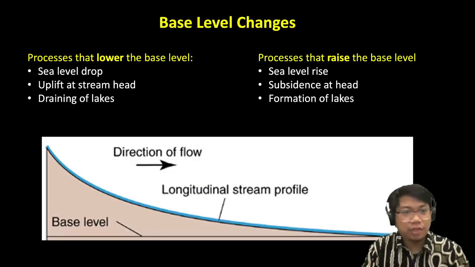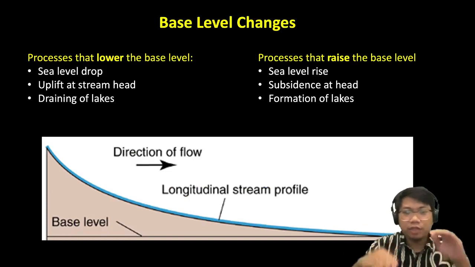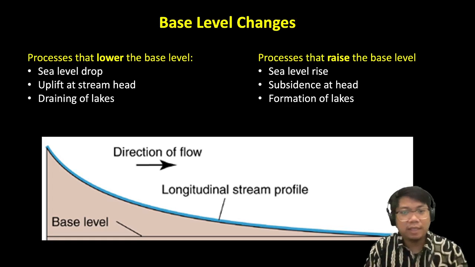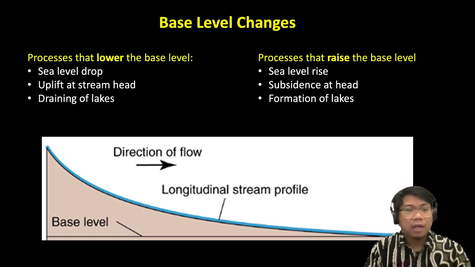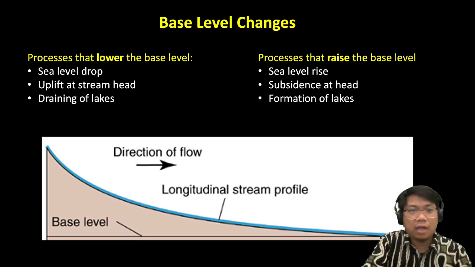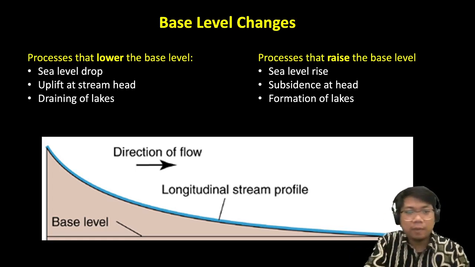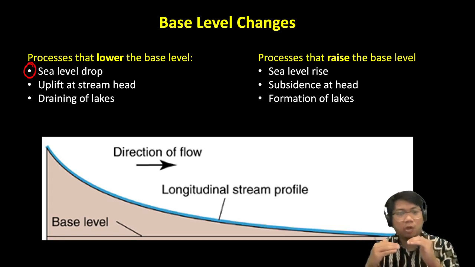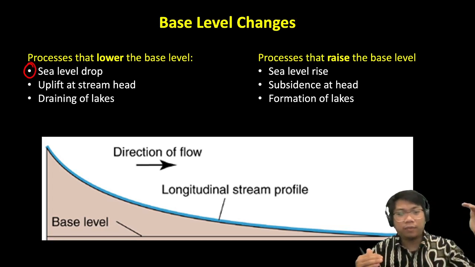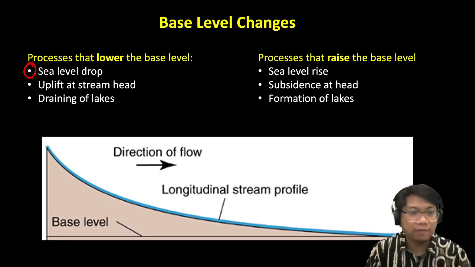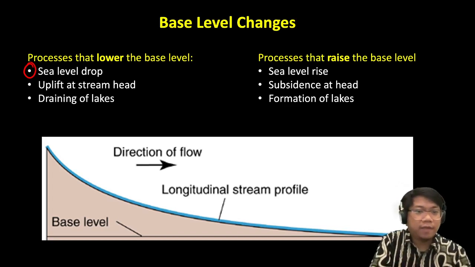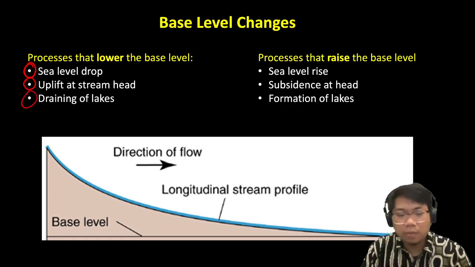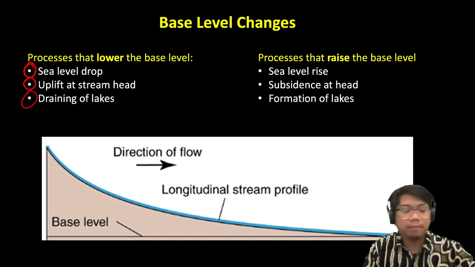And base level can change and can evolve, and when base level changes, it could also influence the evolution of the morphology of the river. Here are some processes that could cause the base level to drop. For example, if we have an event that causes the sea level to drop, therefore the base level also drops, and all the river processes and the carving of the river can go as deep as that new base level that just formed. And then uplift at a stream head could also cause the base level to drop, or draining of lakes is also another process that could cause the base level to drop.